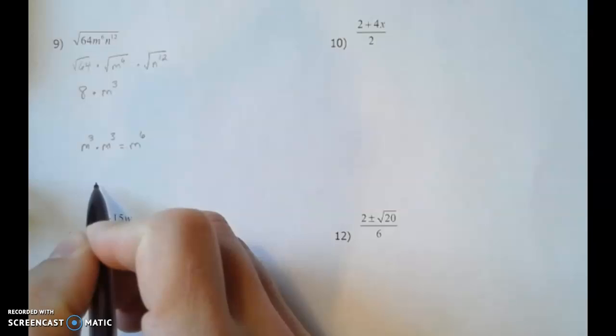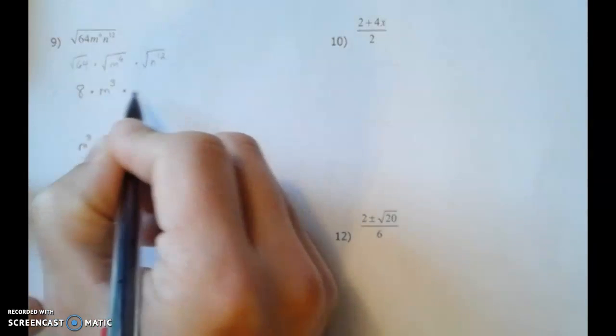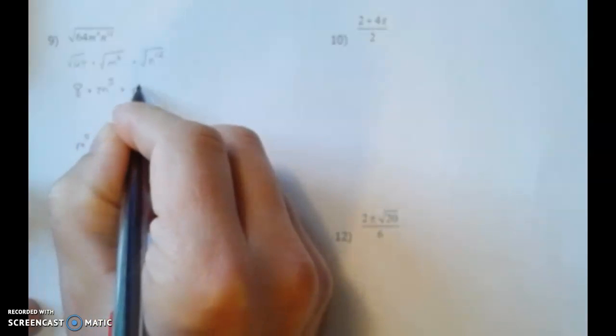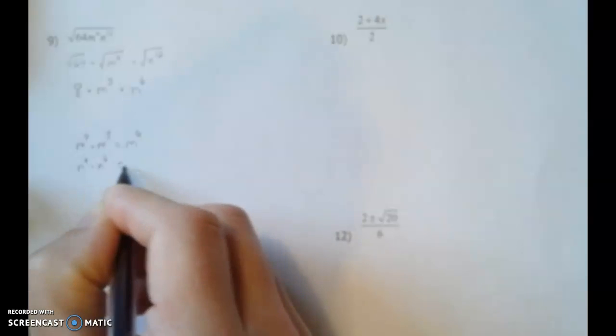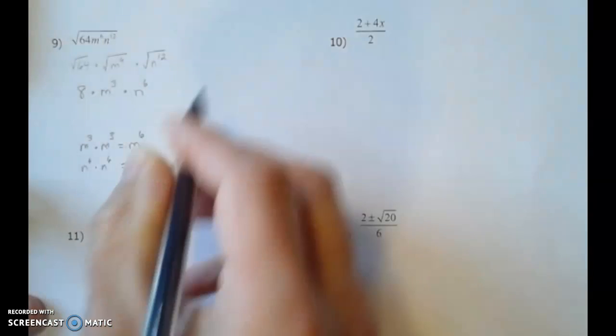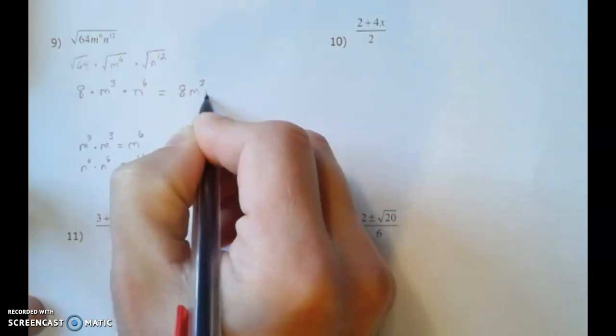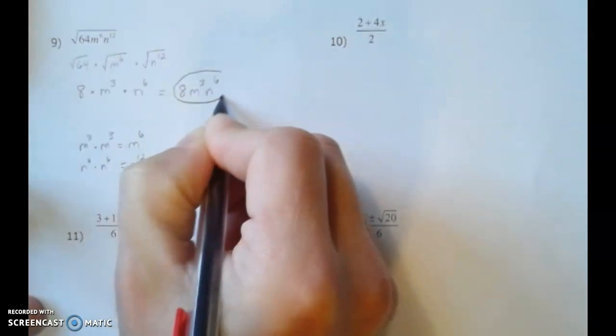And then very similarly to that, the square root of n to the 12th power is going to be n to the 6th power. N to the 6th times n to the 6th equals n to the 12th. And so this answer is all just 8m cubed n to the 6th power.